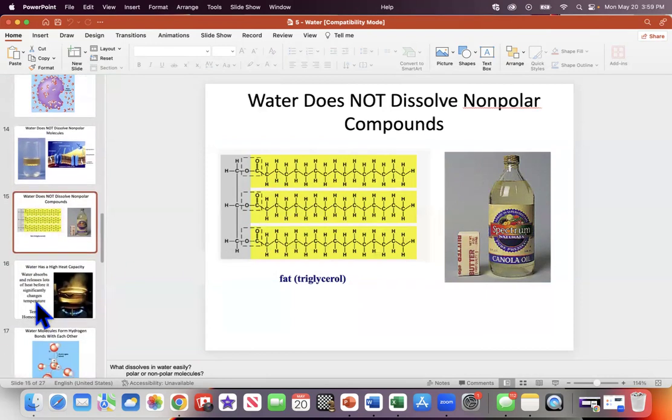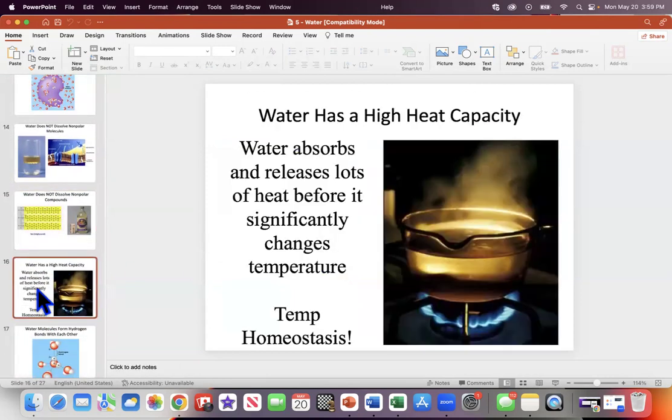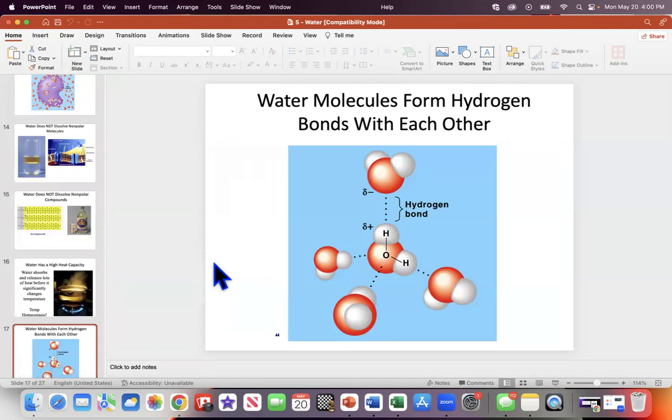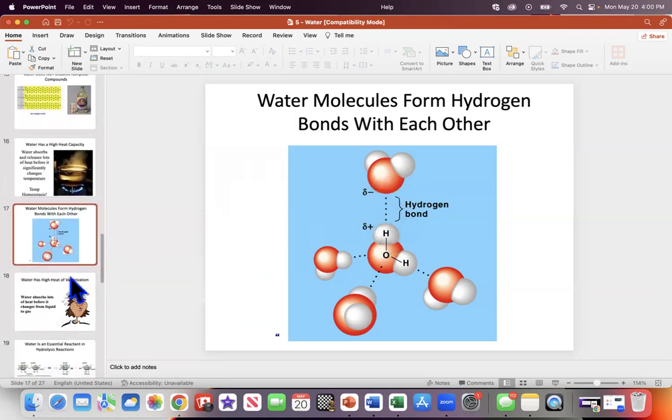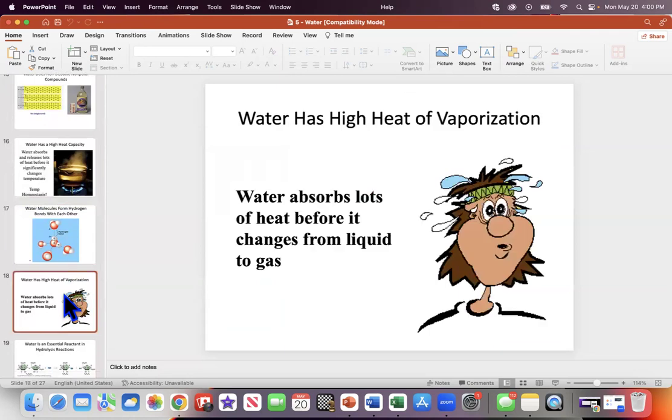This is fat. And water also has a high heat capacity. Because of that, you need a lot of heat to increase the temperature. So it helps us maintain body temperature homeostasis, a stable body temperature. Your body is 60% water. And water molecules have hydrogen bonds. So that's the hydrogen bond. It's a weak bond between water molecules. So they attract each other. Because of that, it has high heat capacity.